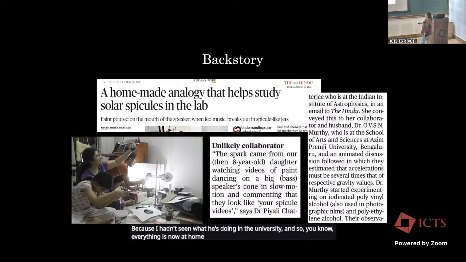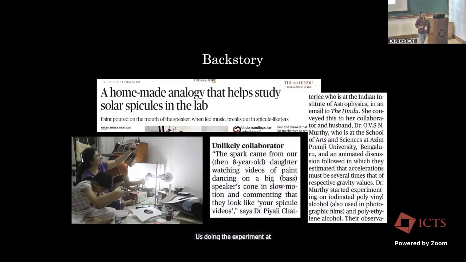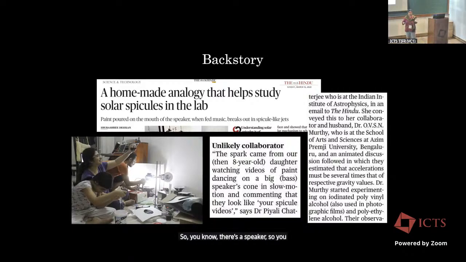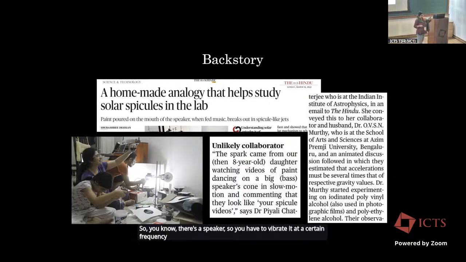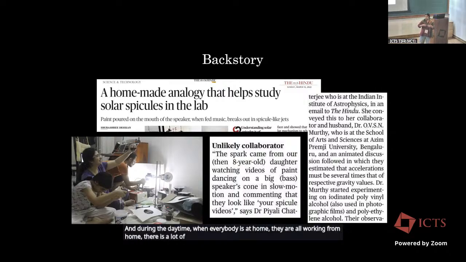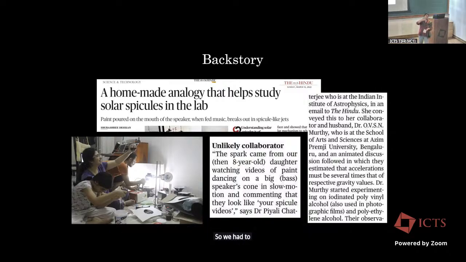This is a photograph of us doing the experiment at 1 a.m. at night. We had to do the experiments at night because there's a speaker, and you have to vibrate it at a certain frequency. We want honest input to output conversion. We don't want noise in the power line, the 50 hertz power line. During the daytime, when everybody is working from home, there is a lot of disturbance, so you cannot use that time. So we had to do all experiments at night.